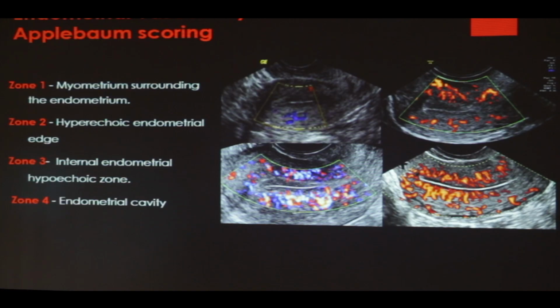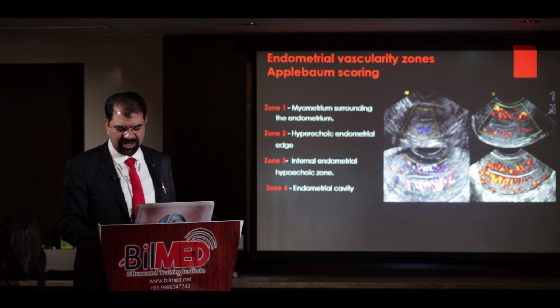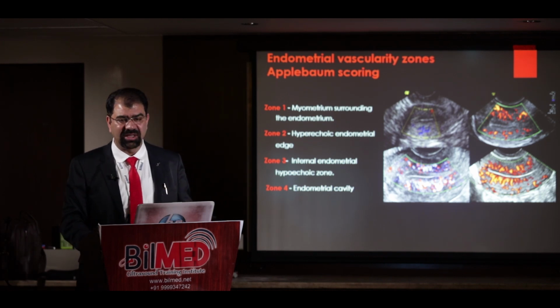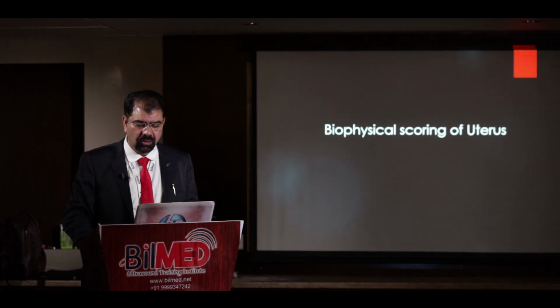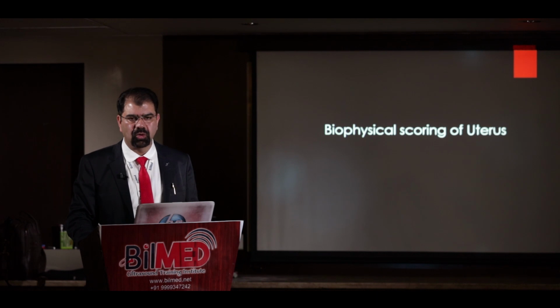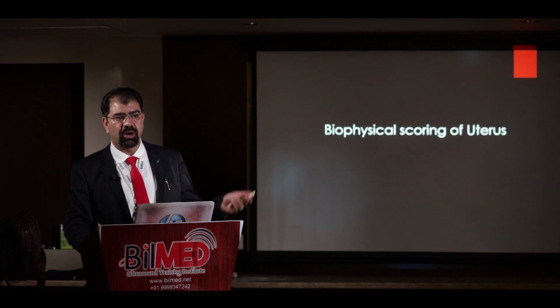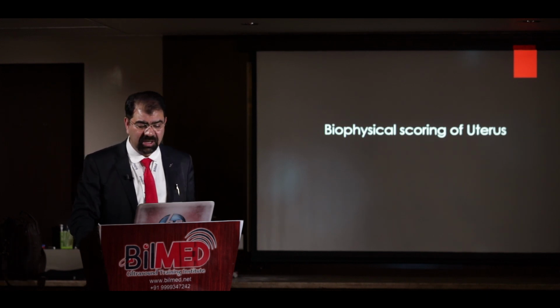Now imagine that the blastocyst has come here, the fertilized ovum has come here. It will easily make a connection with the vessels, but imagine the future of this fertilized ovum which has dropped here, it cannot make a connection. That is why I should see where these vessels are, from zone 1, 2, 3 or 4. Now you all are doing the biophysical score of the fetus. Now I am putting something, biophysical score of uterus, not of fetus but of uterus.